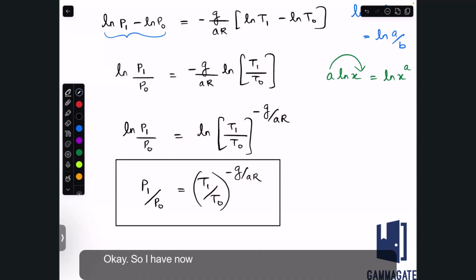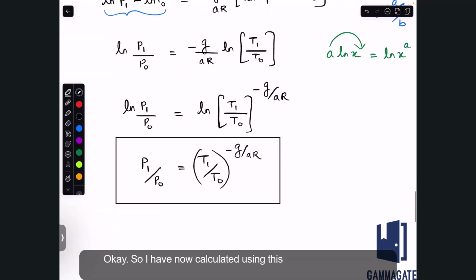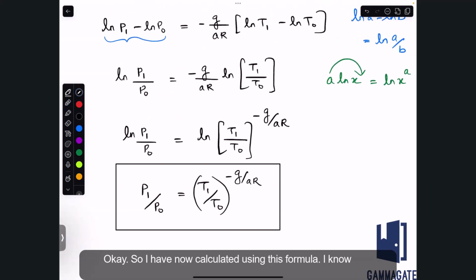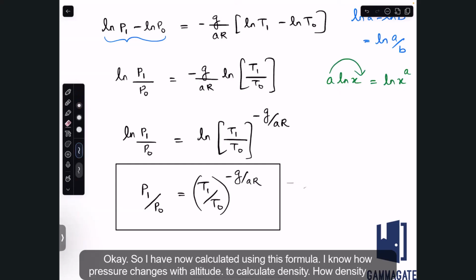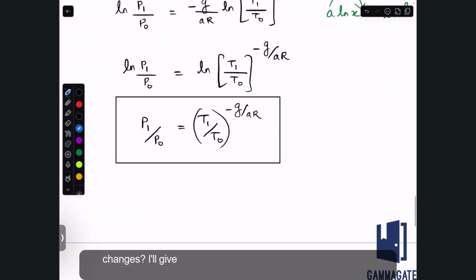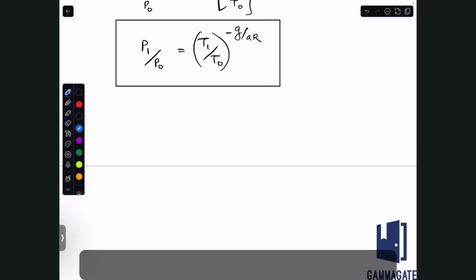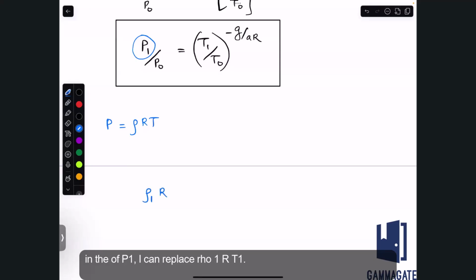Okay, so I have now calculated using this formula. I know how pressure changes with altitude. But now I need to calculate how density also changes. Now we need to calculate the density. I know that pressure is equal to rho RT. So that means in the place of P1, I can replace rho 1 R T1, and in the place of P naught, I'll replace rho naught R T naught.